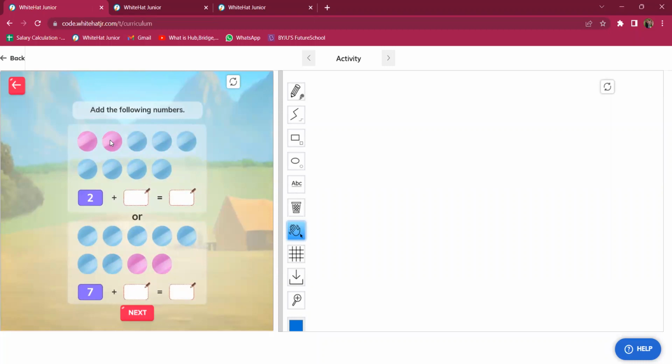So add the following numbers. So we have pink 2, which is mentioned. Now we'll count the blue. So we have 1, 2, 3, 4, 5, 6, 7. So we're going to write 7.